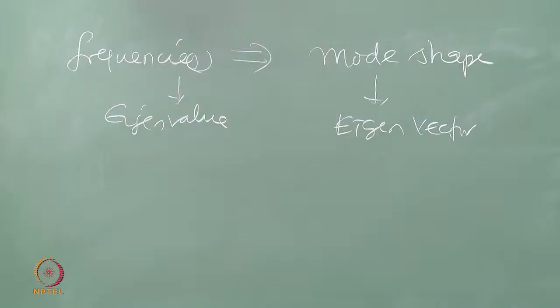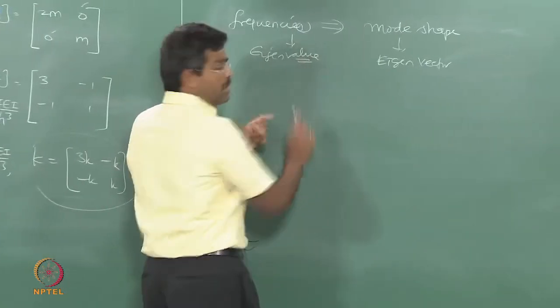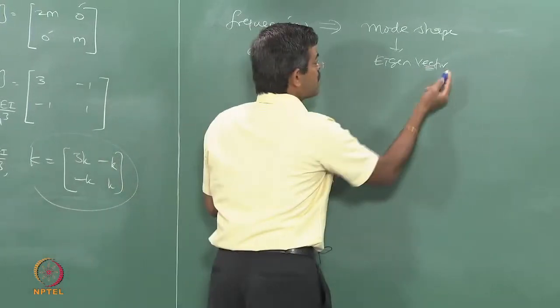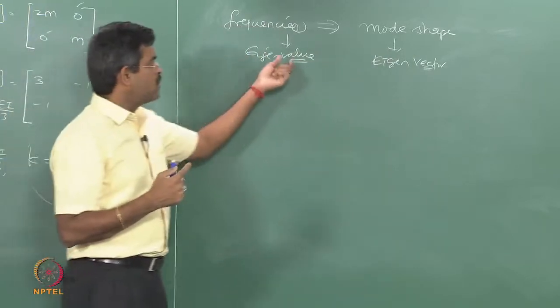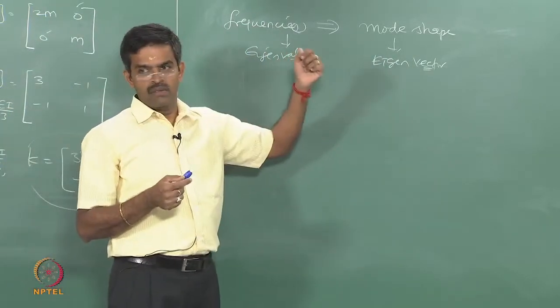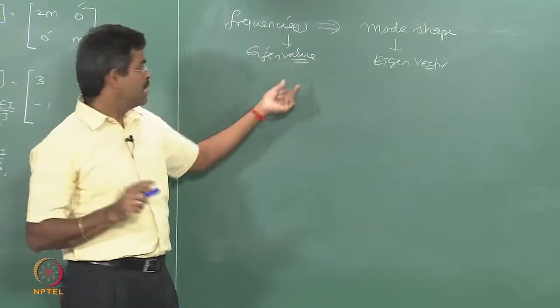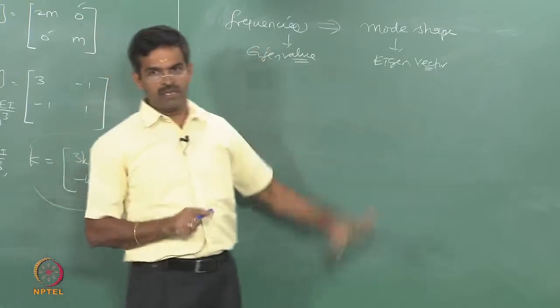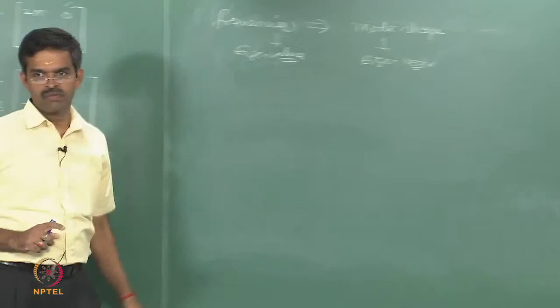Okay. So, the term itself very clearly tells me that this is a number, this is a corresponding vector to that number. That is why it is called eigenvalue and eigenvector. So, this is a vector corresponding to one number. It means every eigenvalue will have one vector. If there are two eigenvalues, there will be two vectors.